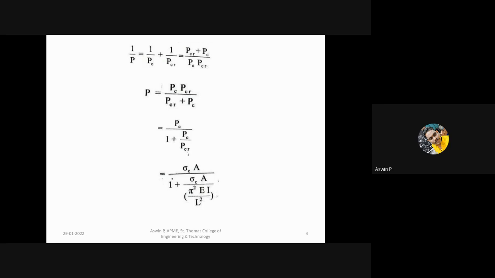When we are substituting both the terms, we will get P as sigma C into A divided by 1 plus sigma C into A divided by pi square EI divided by L square. Okay, please write down till now.